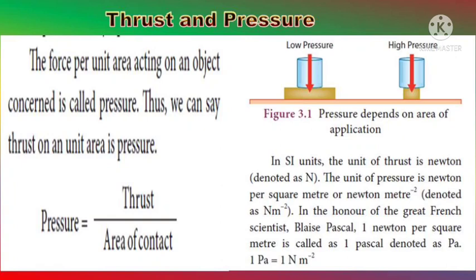Yes, students. Now we will see the unit of pressure. The unit of pressure is Newton per square meter, or Newton meter power minus 2. In SI units, 1 Newton per square meter is called 1 Pascal. Pascal is denoted as Pa. Therefore, 1 Pa is equal to 1 Newton meter power minus 2.